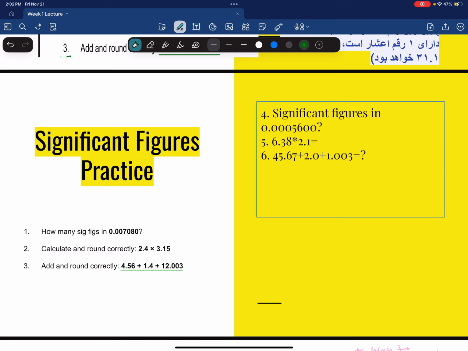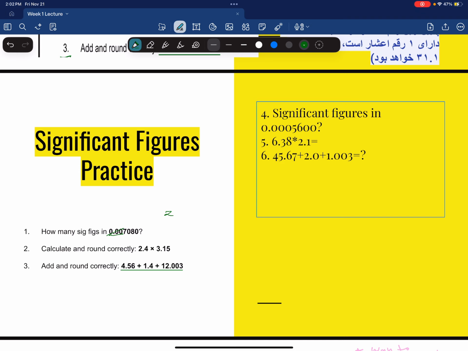0.007080. So we automatically see these numbers 0, 0, 0, 0. And we see that these are leading zeros and they're not going to be significant. And then we know that any number that's not a zero is automatically going to be significant, right? So we're going to keep 7 and 8. They're going to be significant. So we know we have at least two significant numbers.